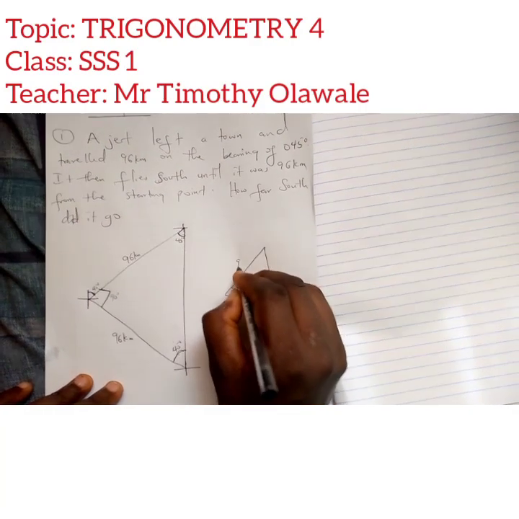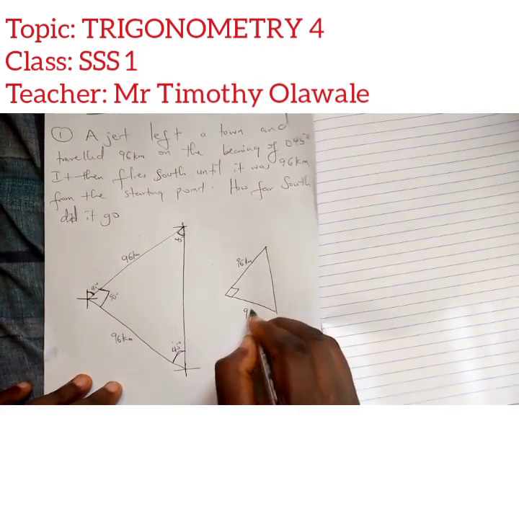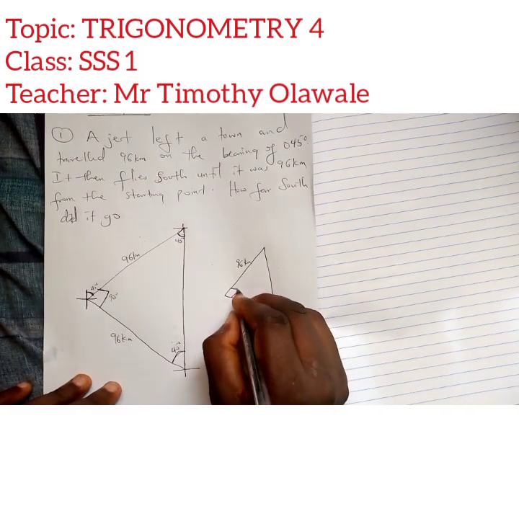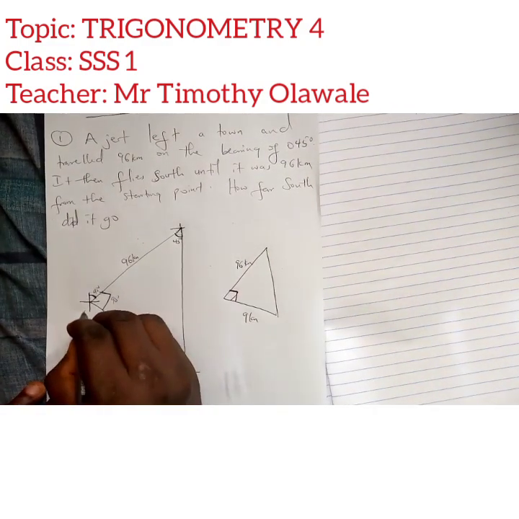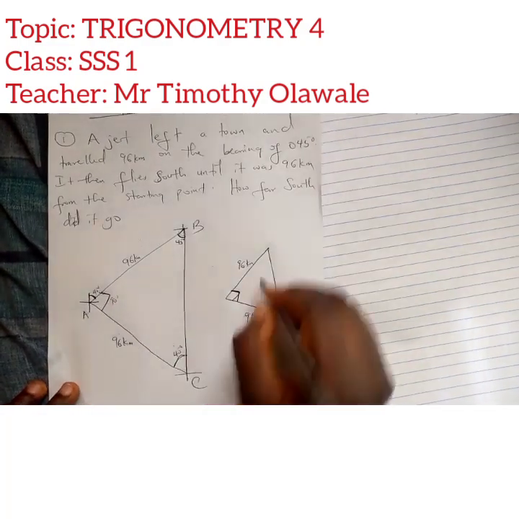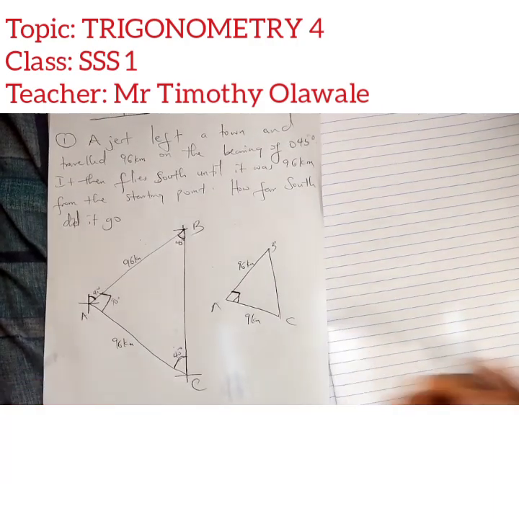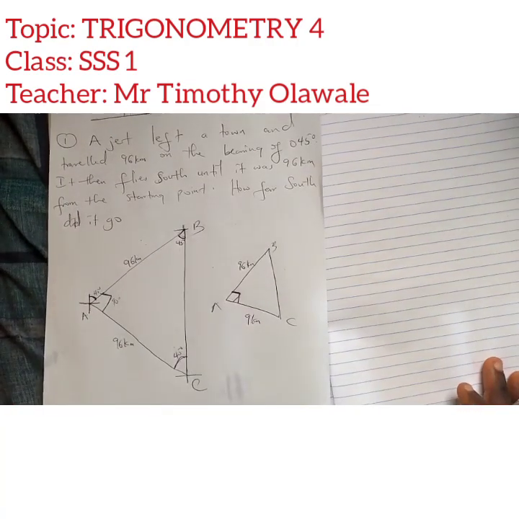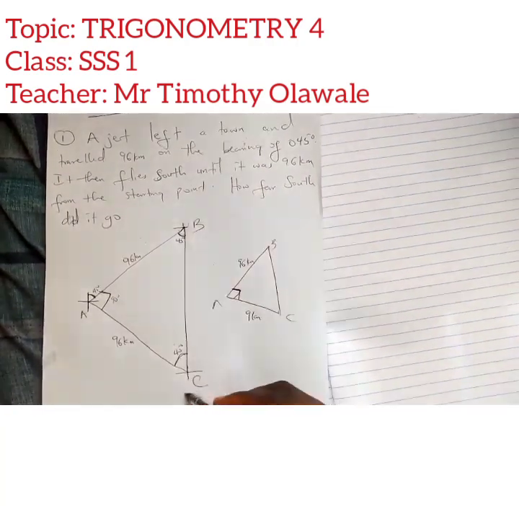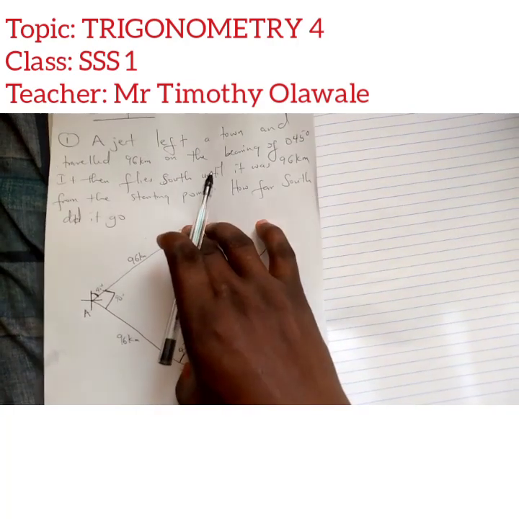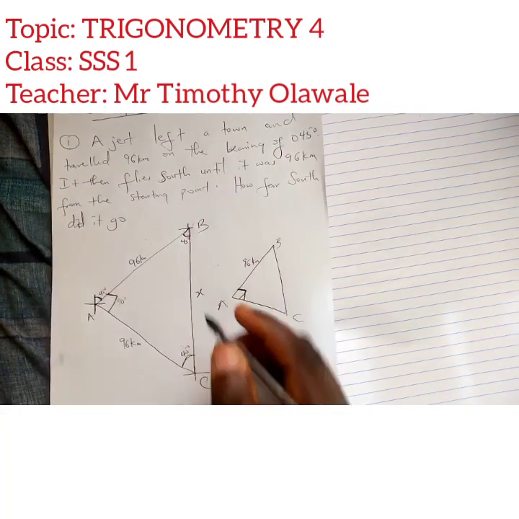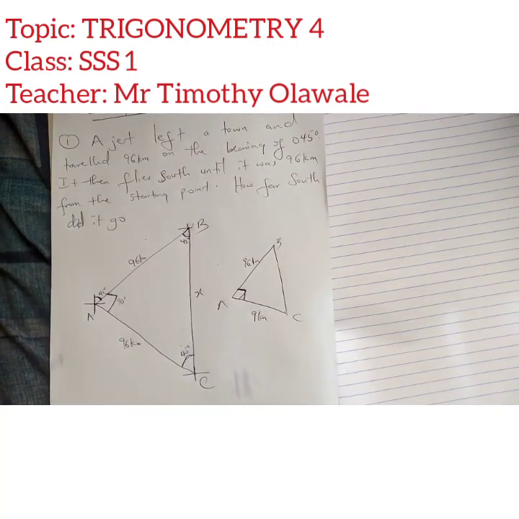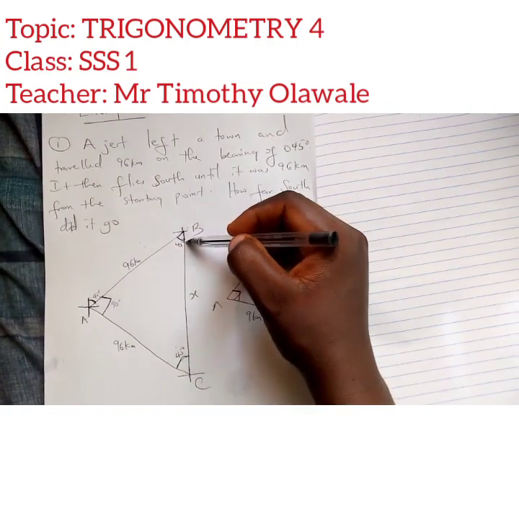I can redraw it in a simpler way so that it will be easier. This is 90 degrees, this is 96 kilometers, this is 96 kilometers. Are you with me? Let's call this point A, point B, point C. It's just a rough sketch. So the question is, how far south did it go? We are looking for the distance here, so let's call the distance X.